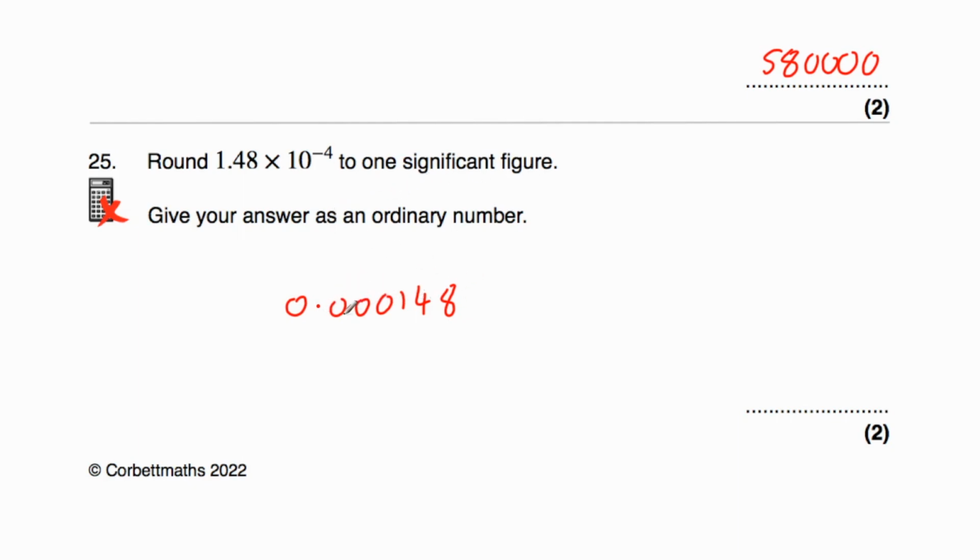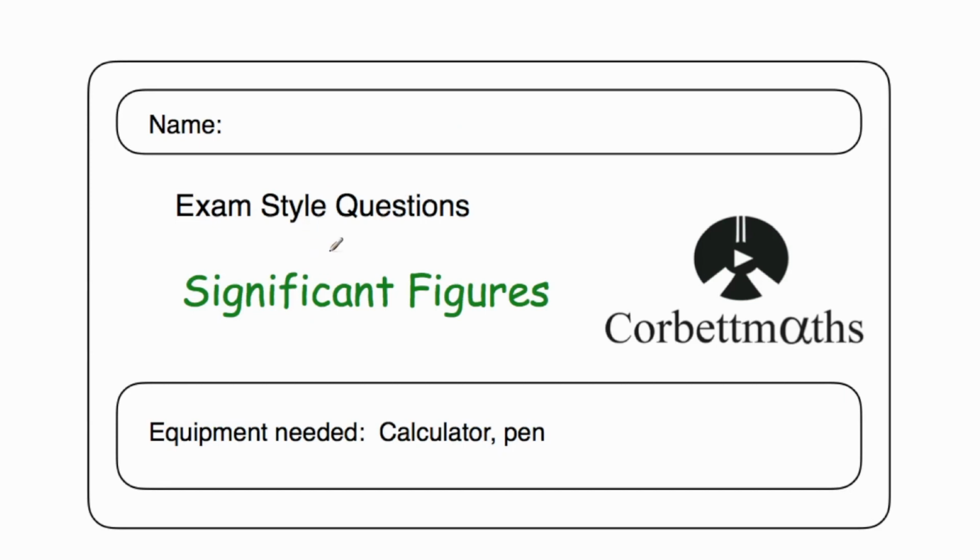Now we want to round this to 1 significant figure. That means we want 1 digit. So we've got 0.000, we're going to ignore those, and we're going to have either 0.0001 or 0.0002. Now because it's 1, 4, we're not going to round up, so our answer would be 0.0001, and that's it.